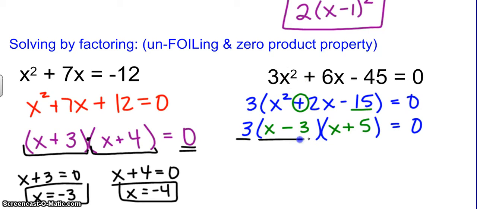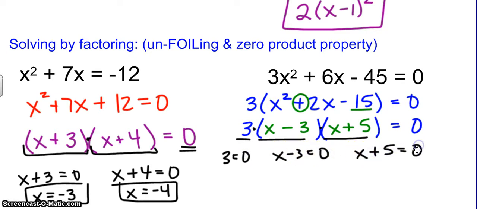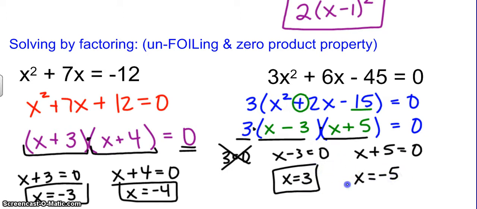Now we have three things being multiplied together that make 0, which means either the first one is 0, the second one is 0, or the third one is 0. Will 3 ever be equal to 0? No, so we can cross it off. What makes this equal to 0? That's when x is equal to 3. What makes this equal to 0? That's when x is equal to -5. So those are your two answers.